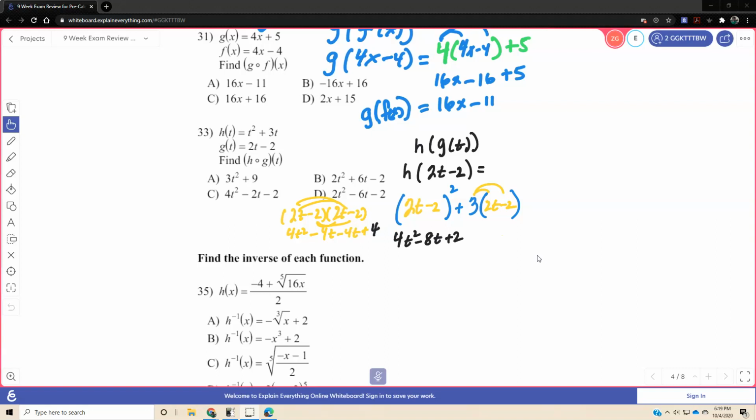Plus 4 plus 6t minus 6. So you have 4t squared. Negative 8t plus 6t gives you negative 2t. 4 minus 6 gives you negative 2. So your answer is C.